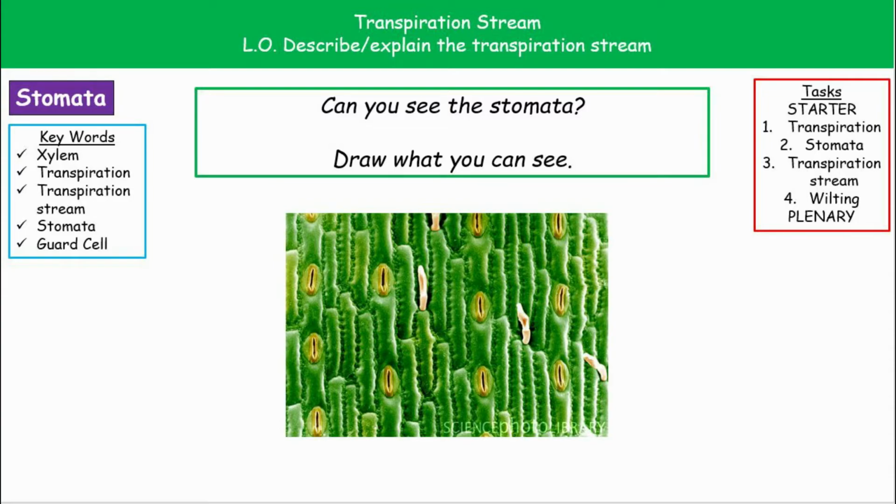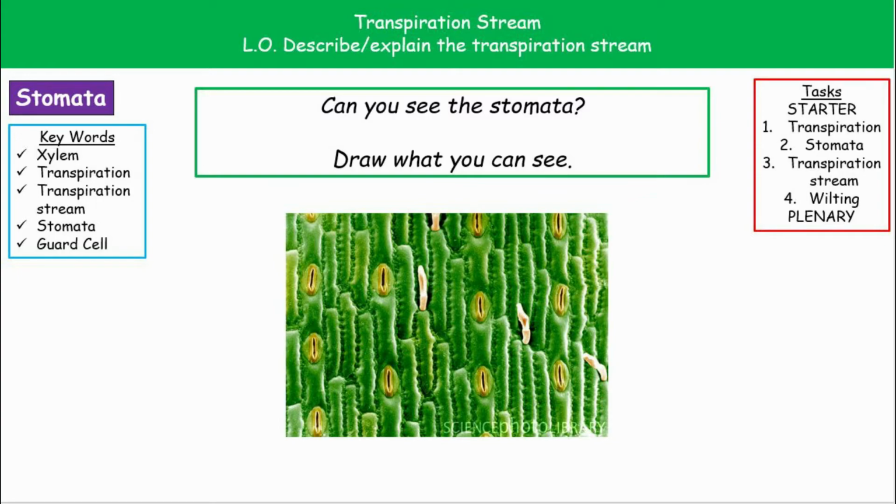Now, what you'd normally do if we were in school is you'd have some leaves, you'd get some clear nail varnish and paint a thin layer on the bottom there, or sometimes you'd use sellotape to do this. Clear nail varnish is better in my opinion. And then you place that onto a slide once it's dried and look at it under a microscope and you can see the stomata.